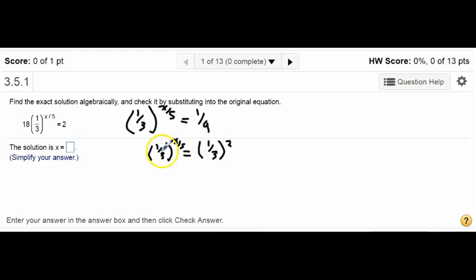So once you get a common base, whenever that's possible, now you can just set the exponents equal to each other. So you essentially get to ignore the base, and then you can finish solving the equation normally. So the opposite operation for dividing by 5 would be multiplying by 5. And that should be it for your answers.